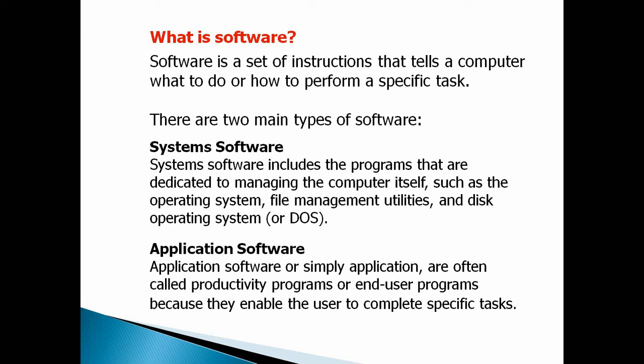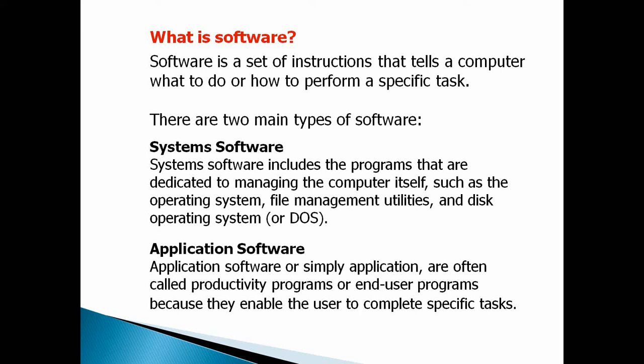Now let's see the application software. Application software, or simply applications, are often called productivity programs or end user programs because they enable the users to complete tasks such as creating documents, spreadsheets, databases, and publications, doing online research, sending email, designing graphics, running businesses, and even playing games. So that is the definition of application software.